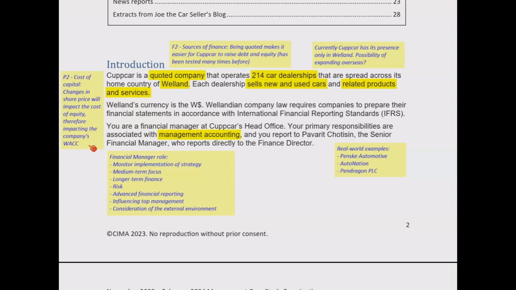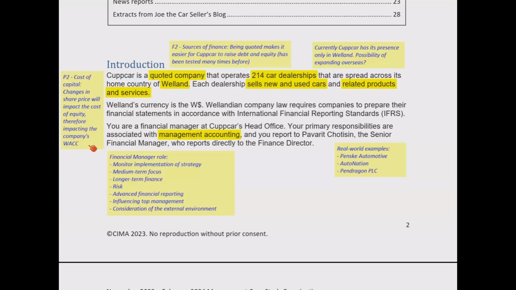But yes, you're going to have to explain. So we might have to explain the impact on the company's weighted average cost of capital of changes in the funding and perhaps on things like changes in the share price. Because Cuppcar is quoted on the stock market, it has a share price. Any kind of issue that might affect the reputation of Cuppcar that we could see in an exam might affect that share price.